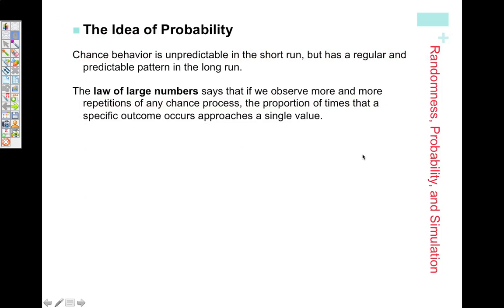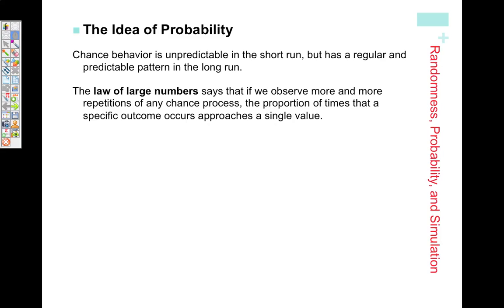So the idea of probability, it's all about chance behavior. And chance behavior is very unpredictable over a short term of time. But as we do chance behavior over a very long period of time, many, many trials, usually there's a predictable pattern and a regular pattern to what's going on. And that's what the law of large numbers says. It says that if we observe more and more repetitions of any chance process, the proportion of times that a specific outcome occurs approaches a single value.